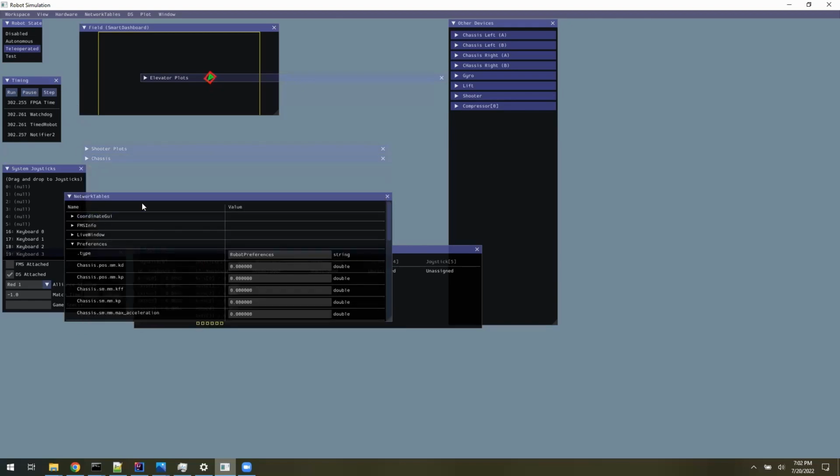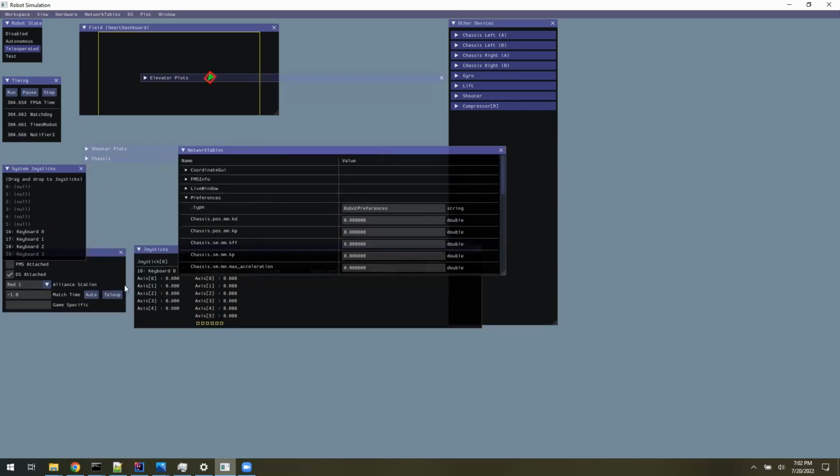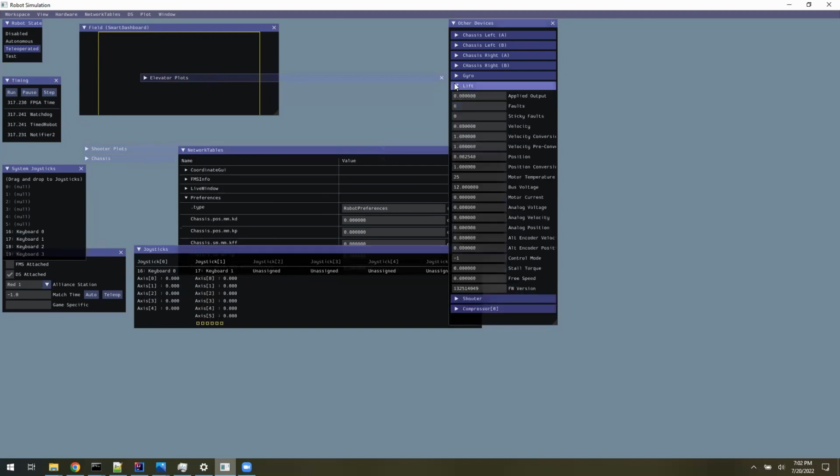You can configure joysticks over here. I believe that I should have already done that for you so that you can drive the robot around with WASD. It's very hard to control. And then you can also move the elevator with I and K. So you can hook up joysticks. You can use a keyboard like we currently are, or if you had an Xbox controller at your house, you could plug an Xbox controller in and then drag it over to whatever joystick that you want. I'm going to close those because we don't really need them.